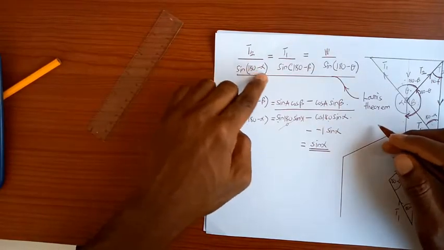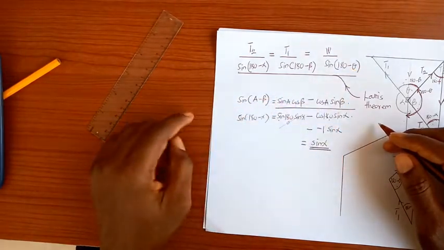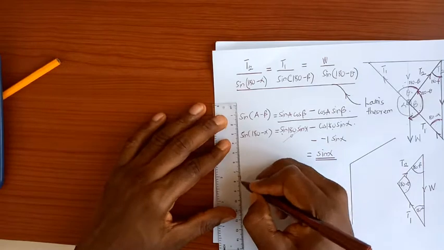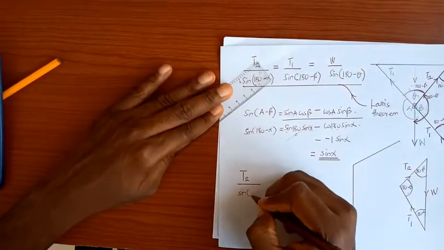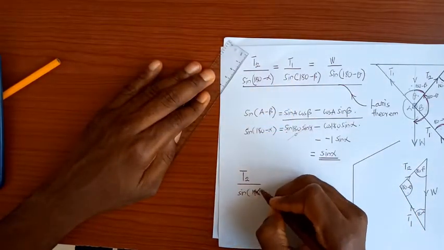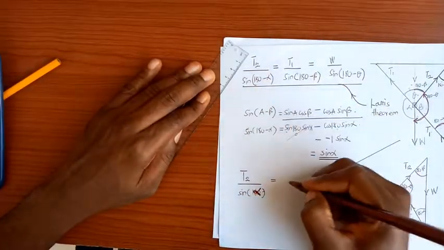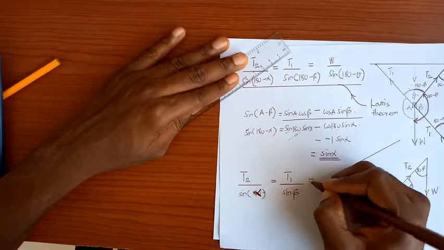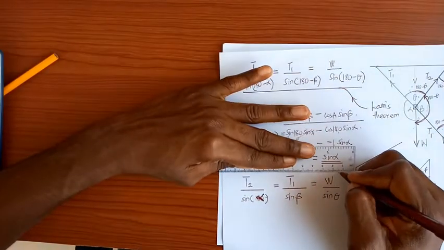Which means everything we have here is sine alpha, and everything will also have a sine beta, and everything we'll have here is sine theta. So Lami's theorem reduces to T2 on sine alpha equals T1 on sine beta equals W on sine theta. This is Lami's theorem.